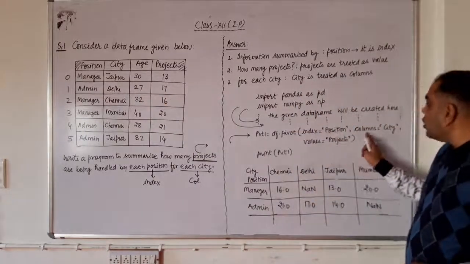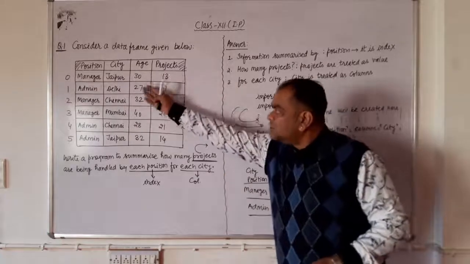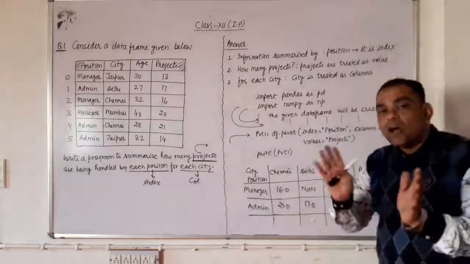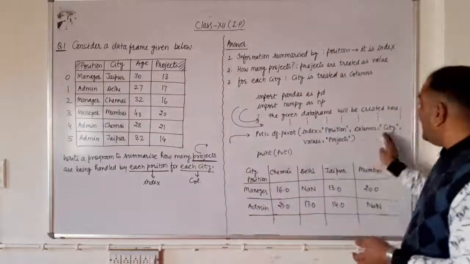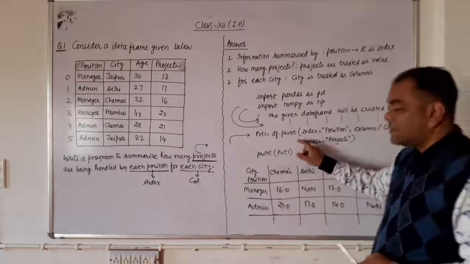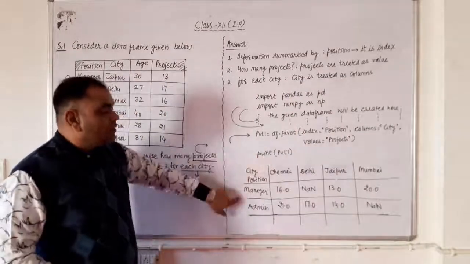Then comma. Columns equals city. City is treated as column here. So city, Jaipur, Delhi, Chennai, Mumbai, these are treated as columns of the resulting data frame, and then values equals projects. Now if you execute the specific command, if you execute the specific program, this output will be there.